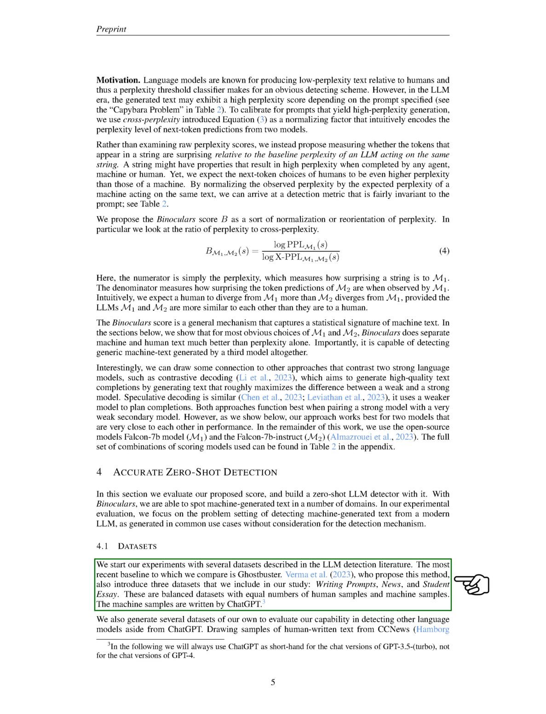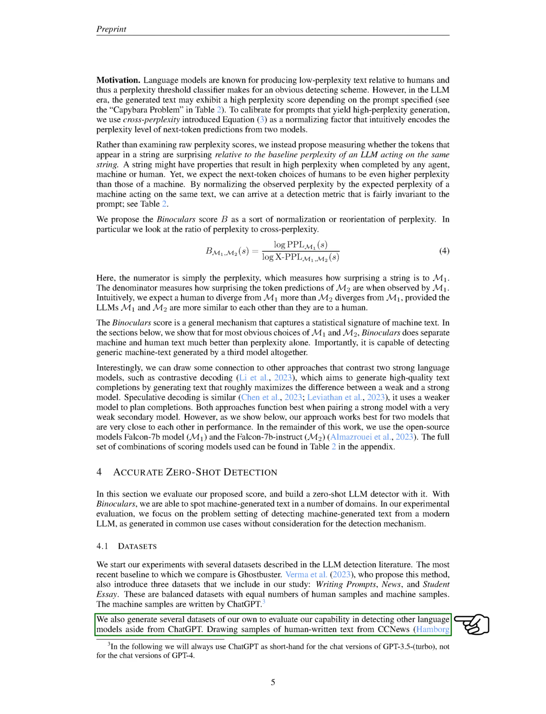We begin our experiments using several datasets that have been previously used in LLM detection research. We compare our results to the most recent baseline, a method called Ghostbuster. The creators of Ghostbuster also introduced three datasets that we've included in our study: writing prompts, news, and student essay. These datasets are balanced, containing an equal number of human-written and machine-written samples, with the machine samples being produced by ChatGPT.